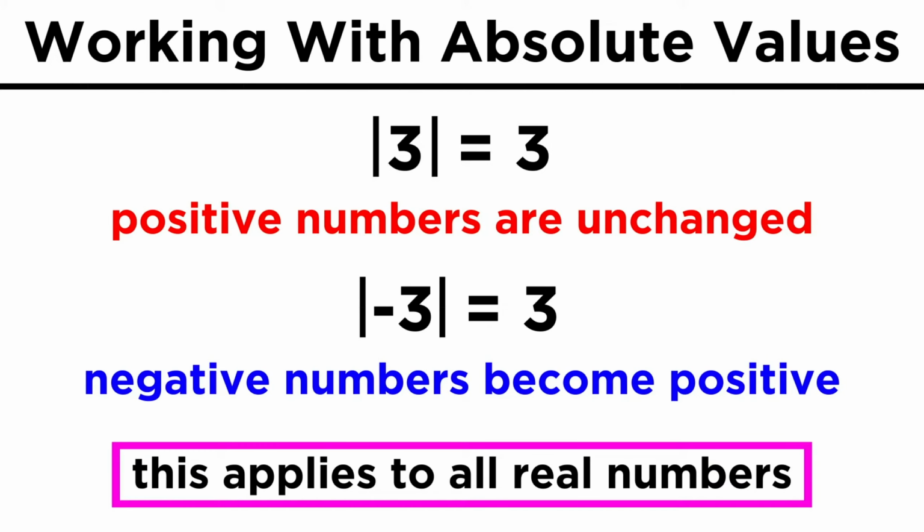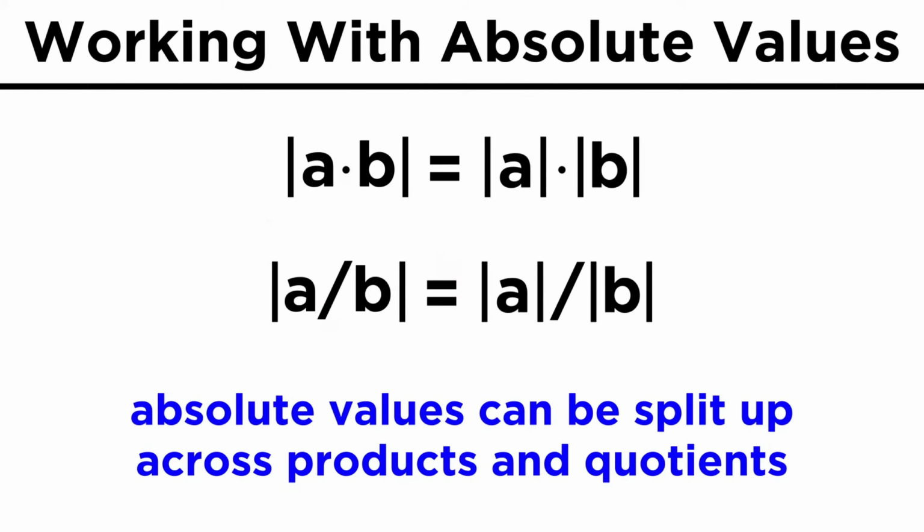positive. This applies not just to integers, but all real numbers, whether rational or irrational. Absolute values obey properties just like other operations, so we can see that the absolute value of AB can be split up into the product of two absolute values, and the same goes for division.